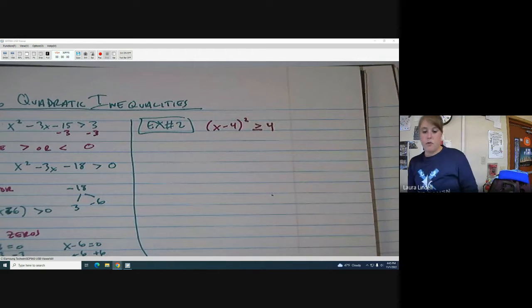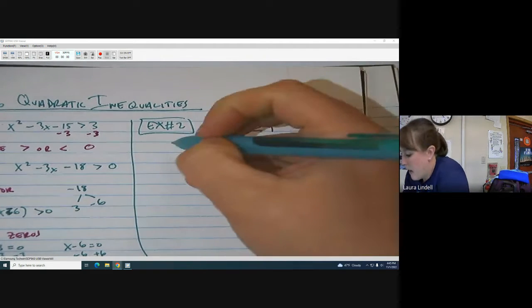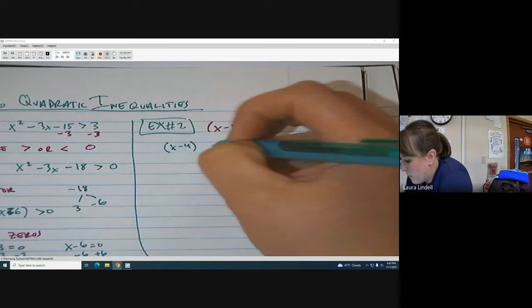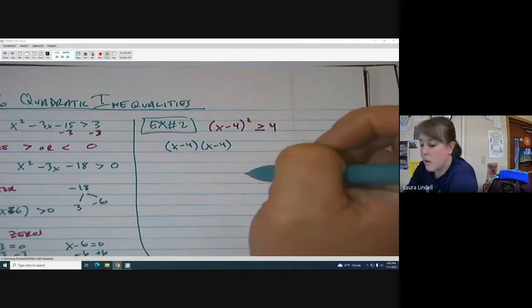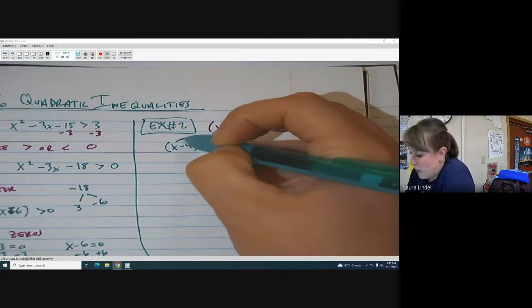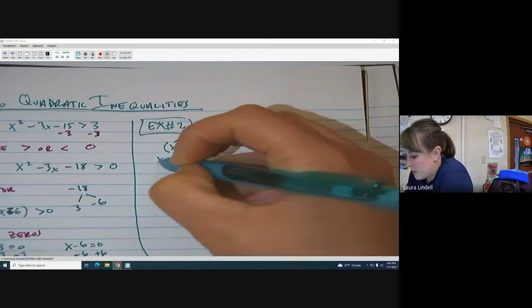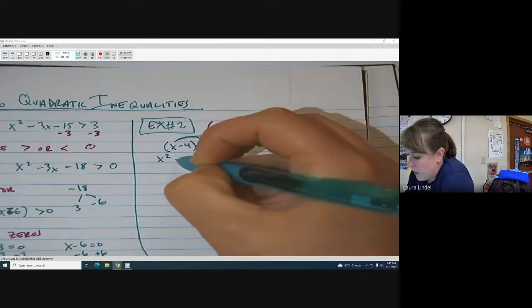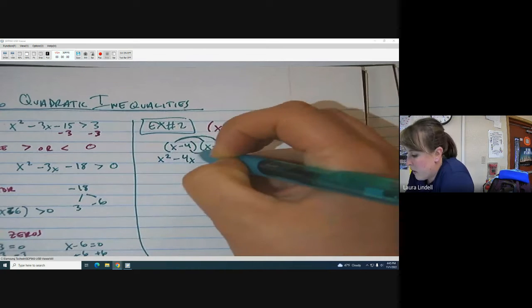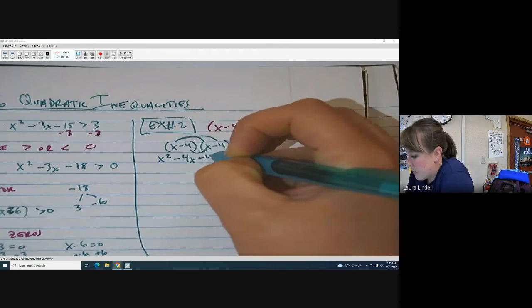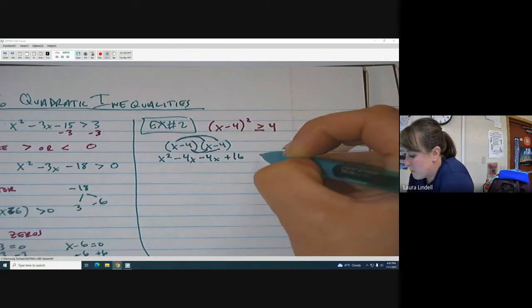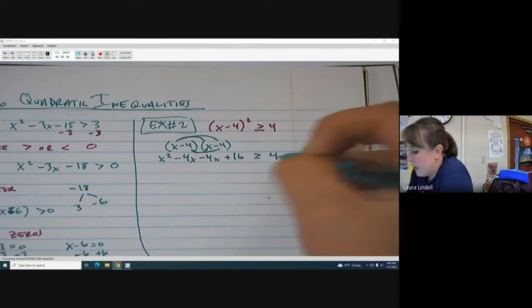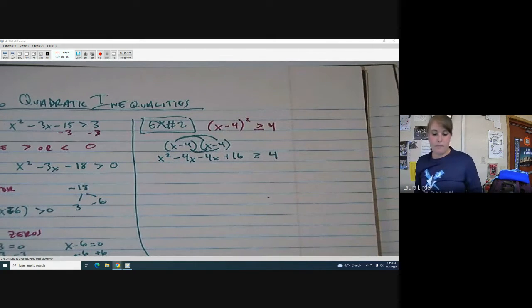Okay, so remember, when you square a quantity like x minus 4, you really have to write out x minus 4 times x minus 4 and do the distributive property twice. So we're going to do that real quick. x times x is x squared. x times -4 is minus 4x. -4 times x is also minus 4x. -4 times -4 is positive 16. And it's still greater than or equal to 4.